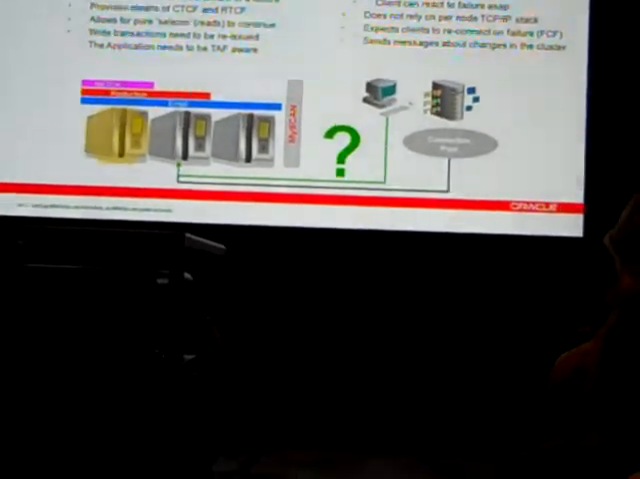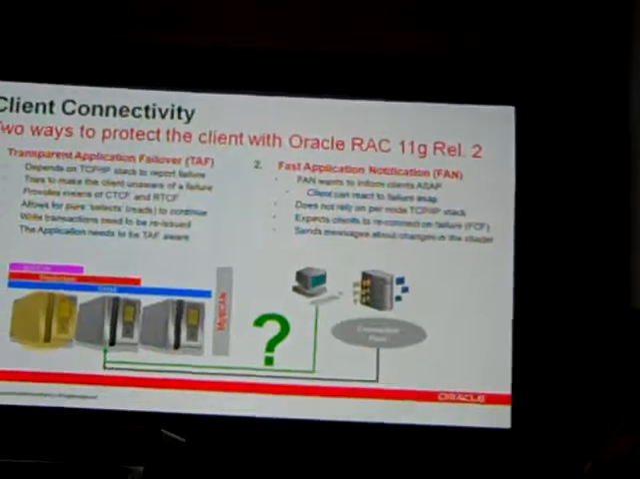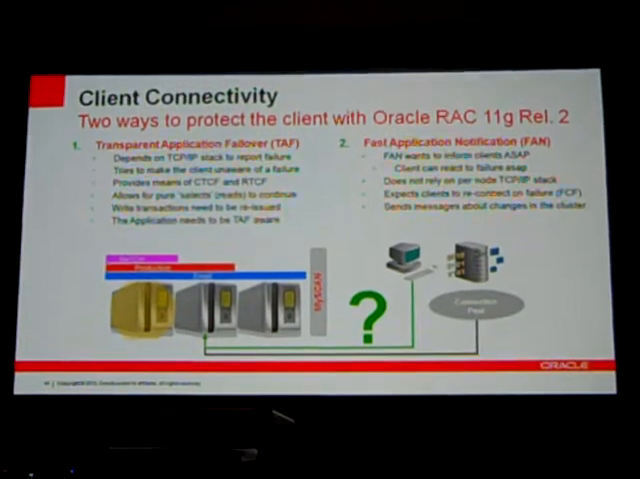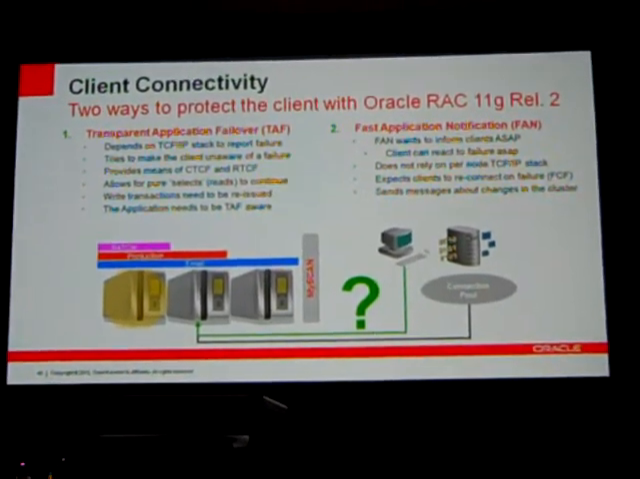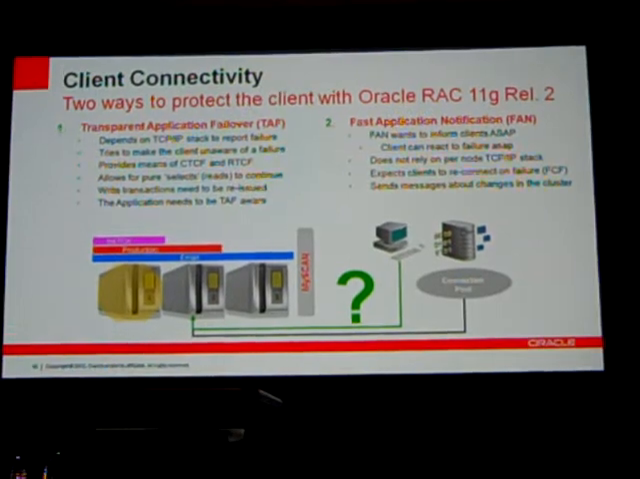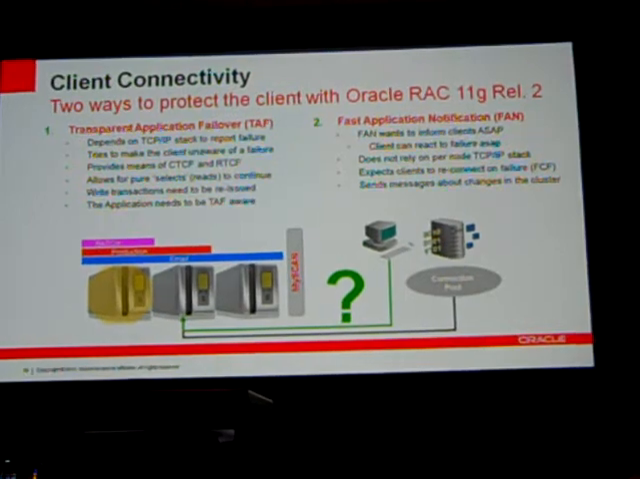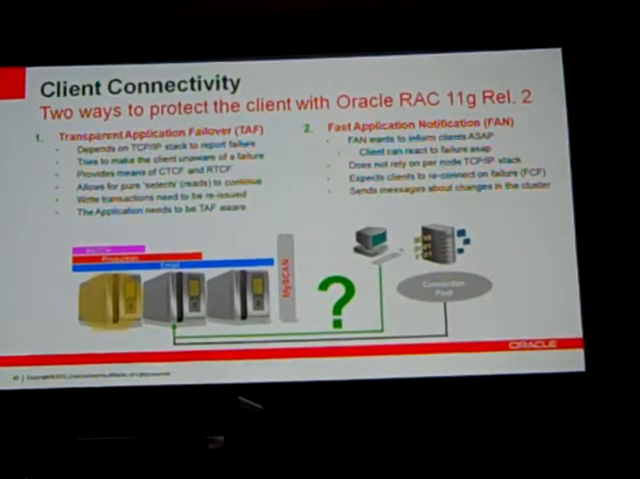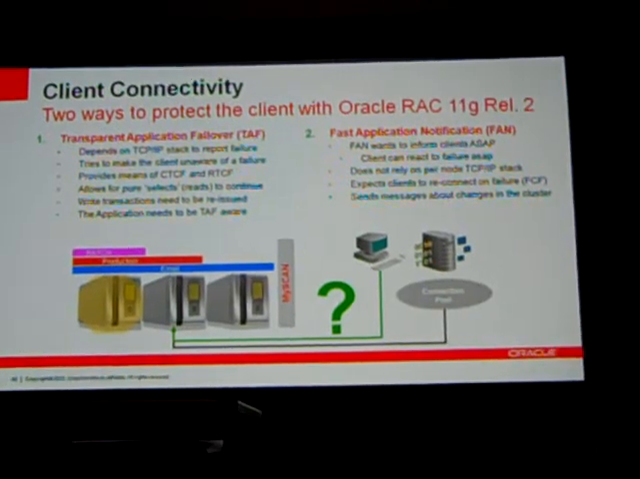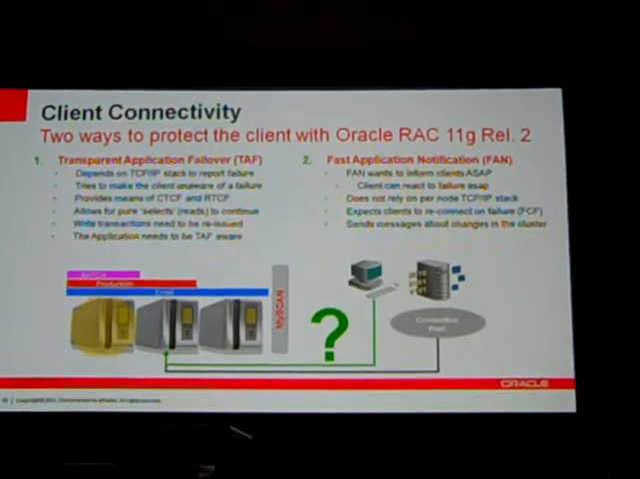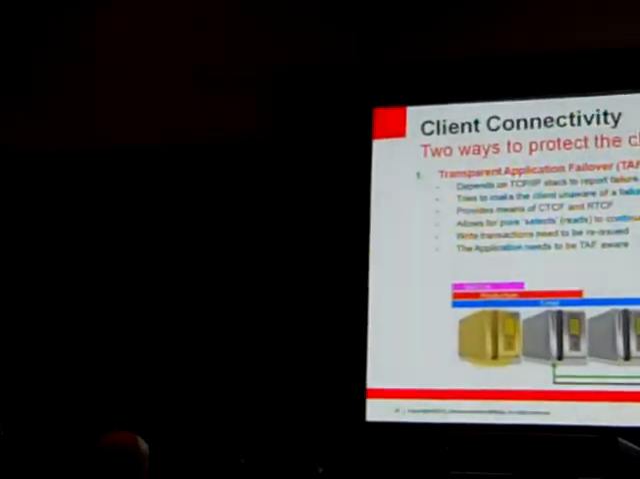The first one is transparent application failover. Who has heard about that? Of course. Transparent application failover has been available since 8 times. And it depends on the TCP/IP stack to report a failure. So if the node goes away or the IP goes away, it will react. And it tries to make the client unaware of the failure. It provides means of connect time failover and runtime connection failover, but it does this only so that the session would fail over to another node. And it allows for pure selects to continue, given some assumptions hold true, but write transactions will never be recovered.